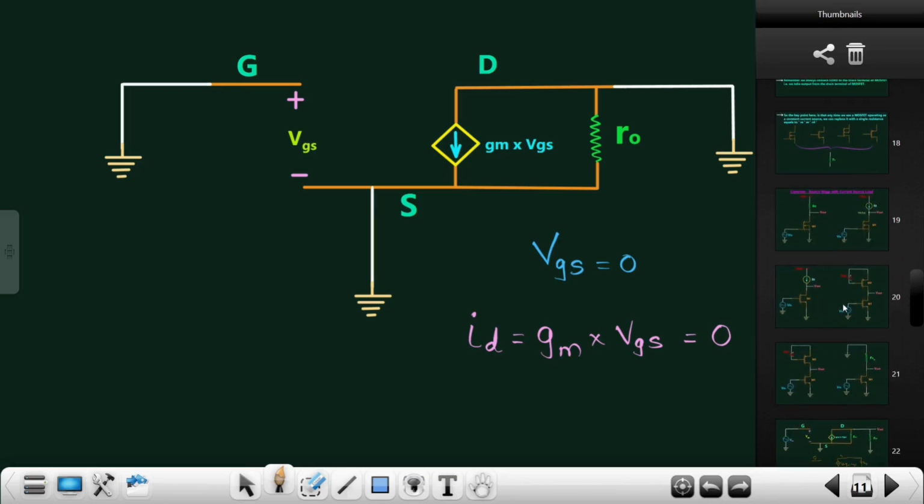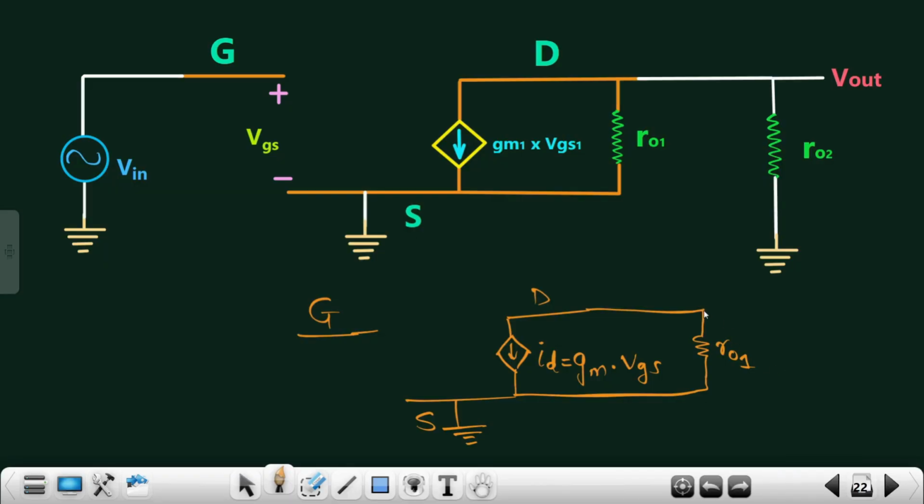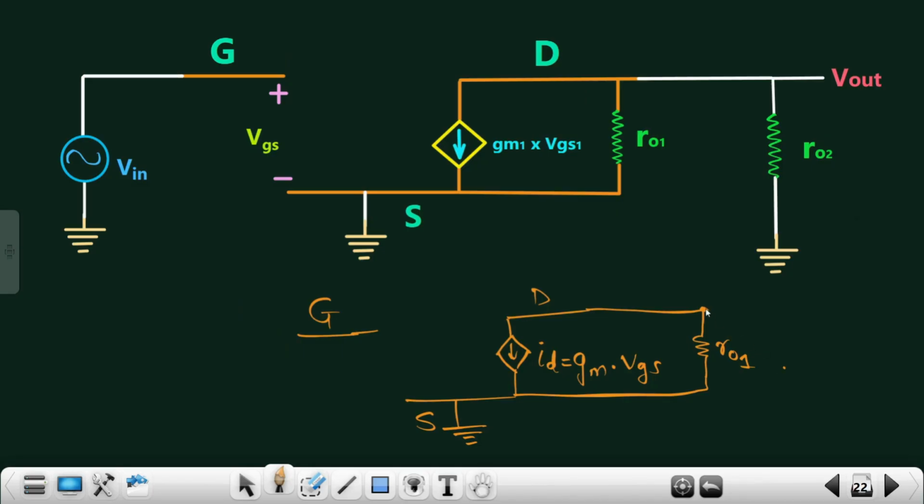Let me move over here. So RO2 is connected in between the drain terminal and ground. Let's say this is my RO2, connected between the drain terminal, so this will be my drain terminal, and ground. RO2 is connected in between drain terminal and ground. This is what I have shown over here.